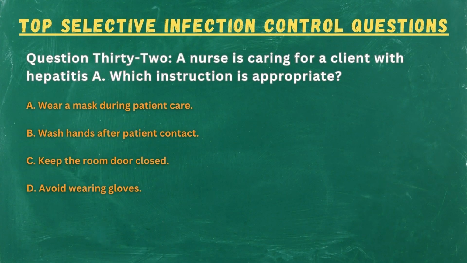Question 32. A nurse is caring for a client with hepatitis A. Which instruction is appropriate? A. Wear a mask during patient care. B. Wash hands after patient contact. C. Keep the room door closed. D. Avoid wearing gloves. Answer. B. Wash hands after patient contact.